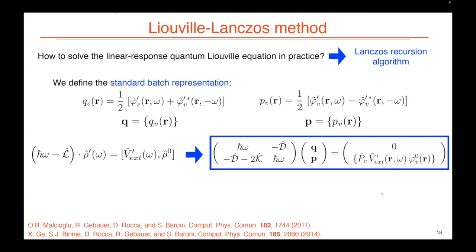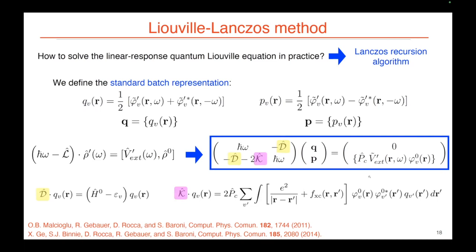And so by using this standard bunch representation, we can rewrite the quantum Liouville equation on the left in a matrix form in this blue rectangle. And this matrix equation can be solved using the Lanczos algorithm. Before I discuss the Lanczos algorithm, in this matrix equation, in yellow is the D operator, which is the non-interacting one, because it depends on ground state objects like H naught and epsilon, while the magenta K operator is a more complicated object because it contains all interactions. So you see there is an integral of the Coulomb and exchange correlation kernel and all these wave functions. So D is the non-interacting operator and K is the interacting one.